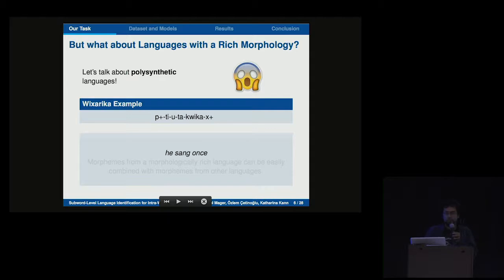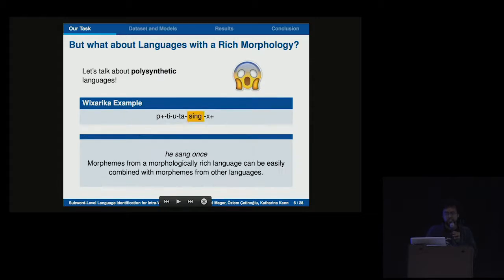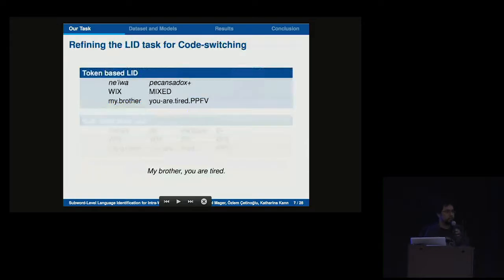So let's have an example. This is a polysynthetic language in Mexico. It's called Wixarika. And in this case, we have puti uta kwikwa, and the meaning in English is he sang once. If we change one of the morphemes in this single word, it's a single word as you can see, and we substitute it by sing, that is the direct translation, then we see that we have a mixed word, and it is very common in the daily usage of speakers of this kind of language.